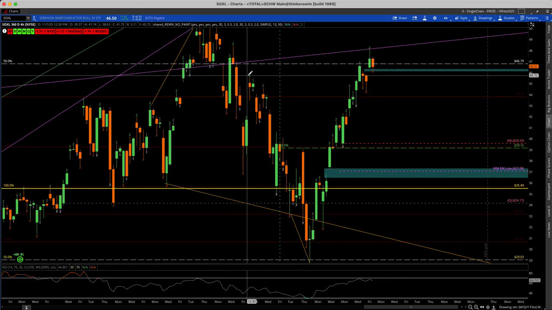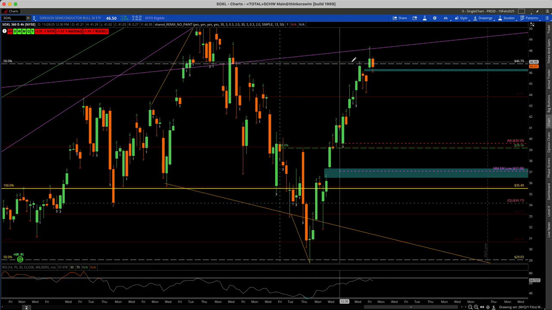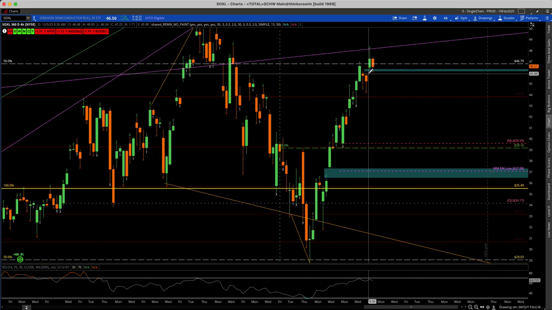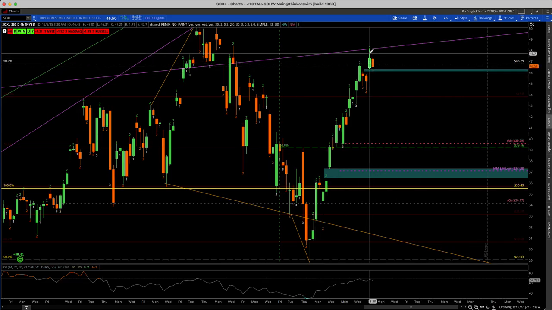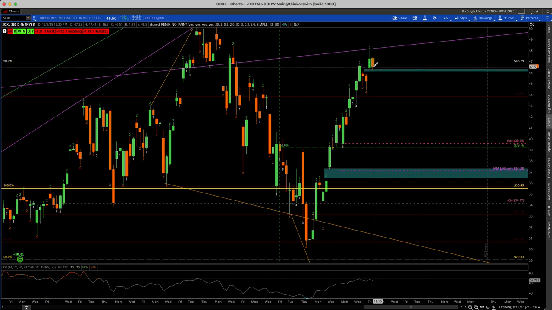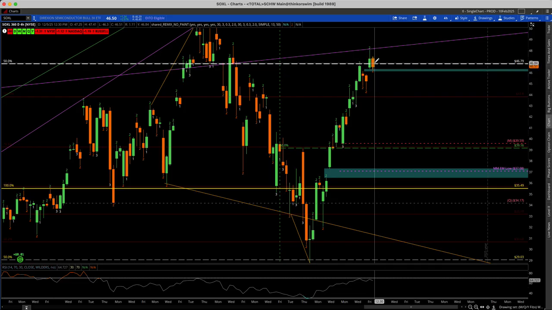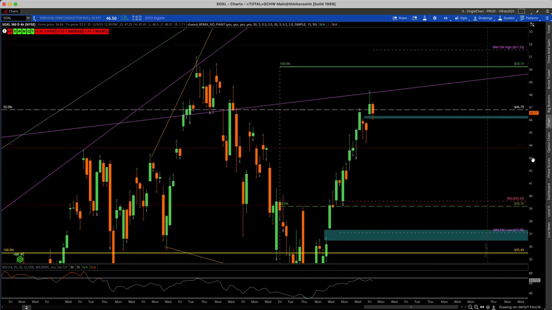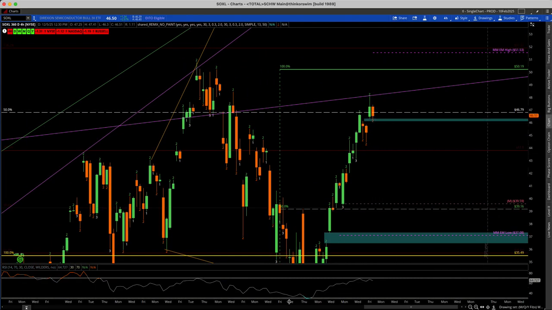This is basically resistance as well. So this is a very strong resistance level. You can see, obviously, we poked through it in the morning, but we pulled back into and closed below it by the end of the day on Friday. So is this going to be another higher low? Are we going to possibly push down even further on Monday?